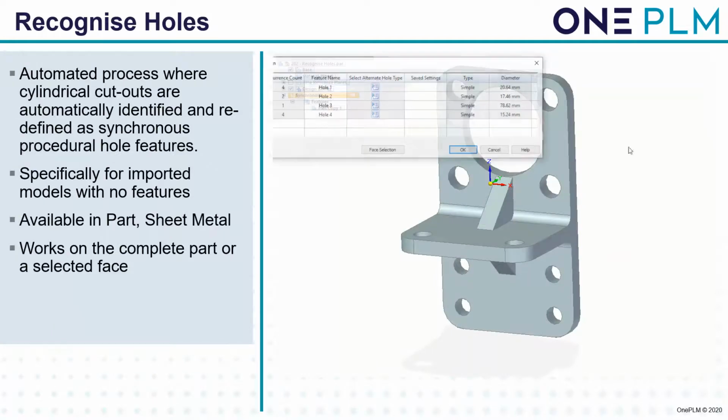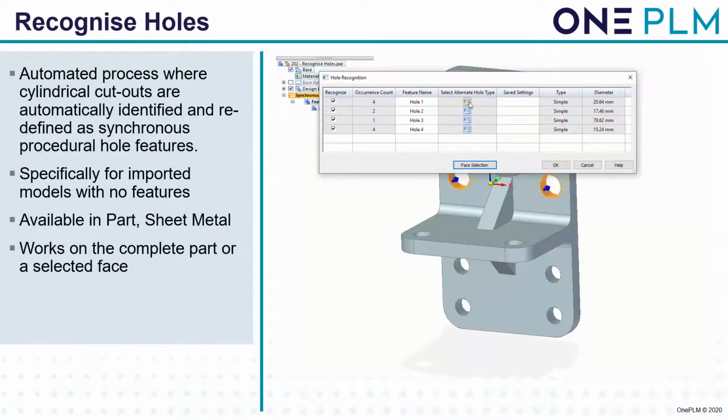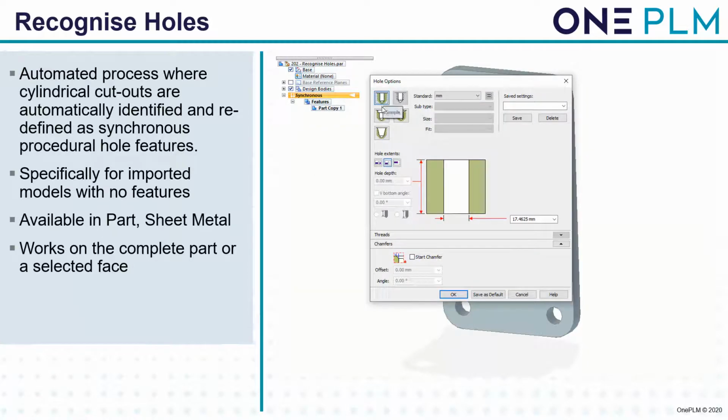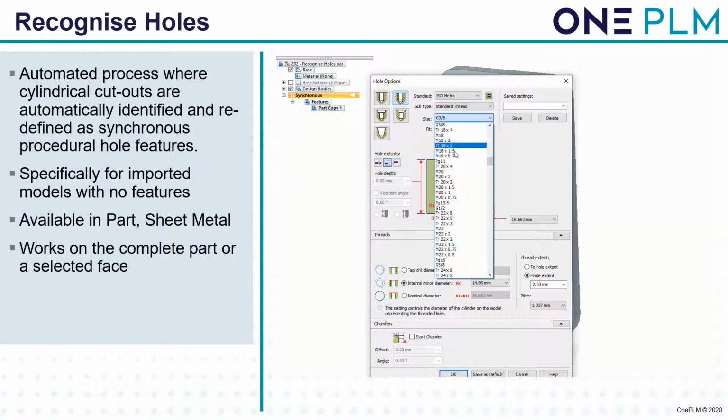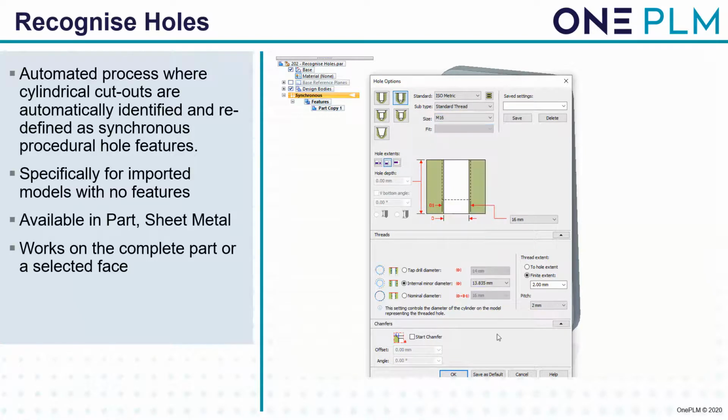Recognize holes. So we have an automated process where cylindrical cutouts are automatically identified and redefined as synchronous procedural hole features rather than just cuts. Specifically for imported models with no features. It's available in both the part and the sheet metal environment. Works on the complete part or the selected face.